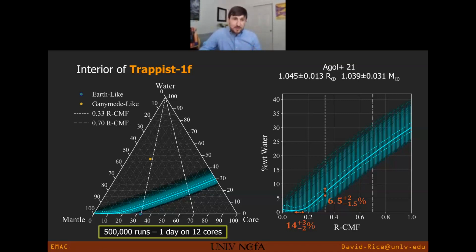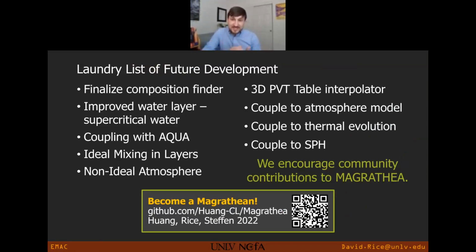We have a ton of future development we'd love to do. This is my laundry list, and these would be great projects for undergraduates and graduate students to jump on board with MAGRATHEA. We're finalizing that compositional finder. We're improving the water layer, including supercritical water and coupling with the AQUA group of equations of state. We want to do ideal mixing in the layer so we can do some iron in the mantle, non-ideal atmosphere, three-dimensional PVT tables for tabulated equations of state, coupled to an atmosphere model, coupled to a thermal model, coupled to SPH so we can do planet collisions between fully differentiated planets.